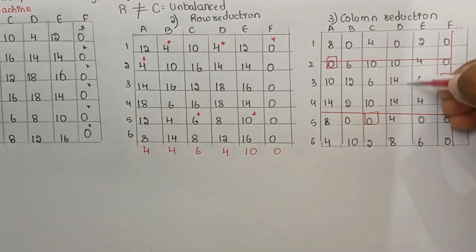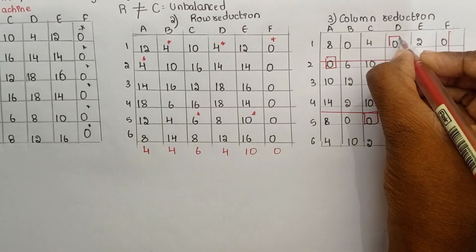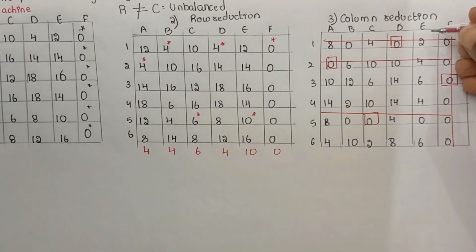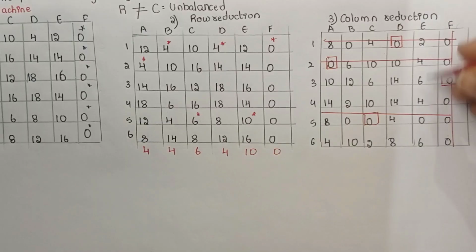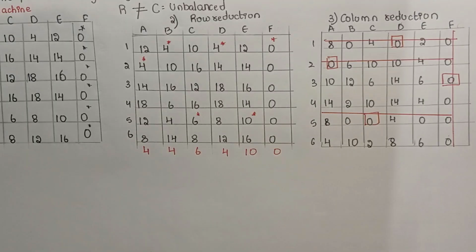Okay, in the fourth column among 0, 14, 14, 8 I have one 0, so I will mark that 0 and I will deduct that row. Okay, in the fifth column I don't have any 0 because I just have values like 6, 4 and 6, so I don't have 0 and the F column is struck off.